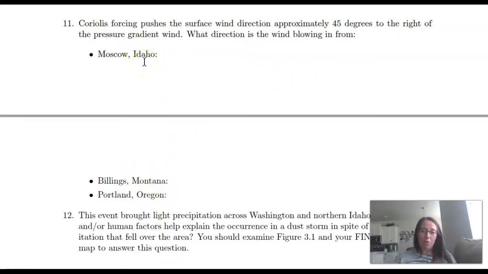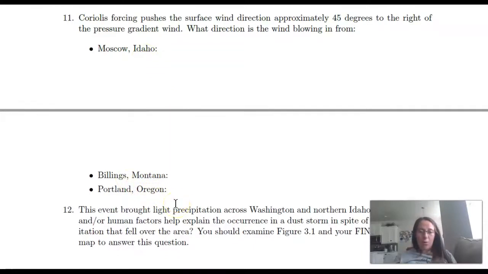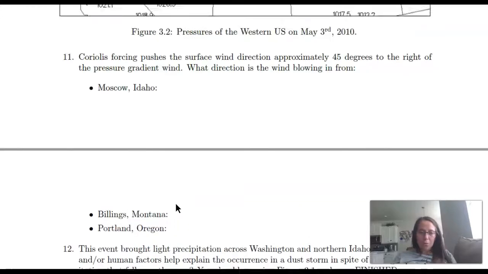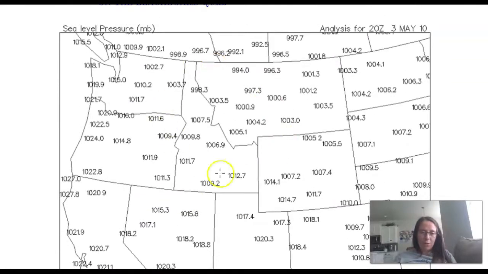Okay? So then it says, what direction is the wind blowing in from in these three locations? First location, Moscow, Idaho. Second location, Billings, Montana. And third one in Portland, Oregon. So based on whatever your resulting graph is, you'll be able to see the pressure gradient, and from there you can calculate where the wind is being diverted to, and hence where it's coming from.